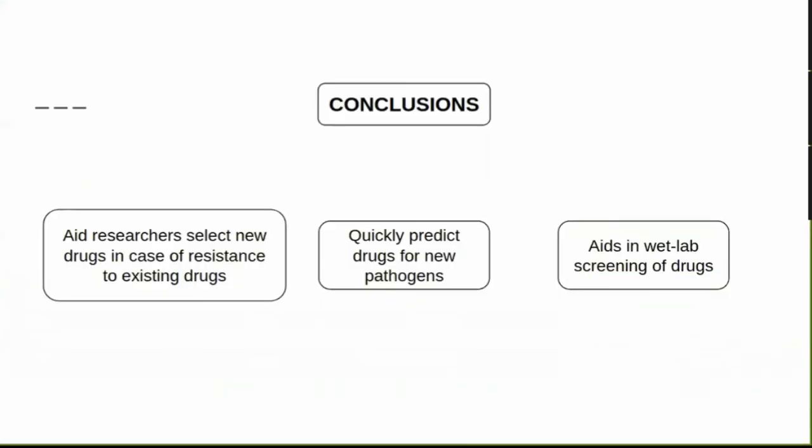To conclude, the Plantpathotar database will aid researchers to select new drugs in case of resistance to existing drugs. Moreover, this process is extremely quick and will be extremely useful in cases of pandemic. Additionally, this particular database will be extremely useful to scientists in carrying out wet lab screening of drugs.